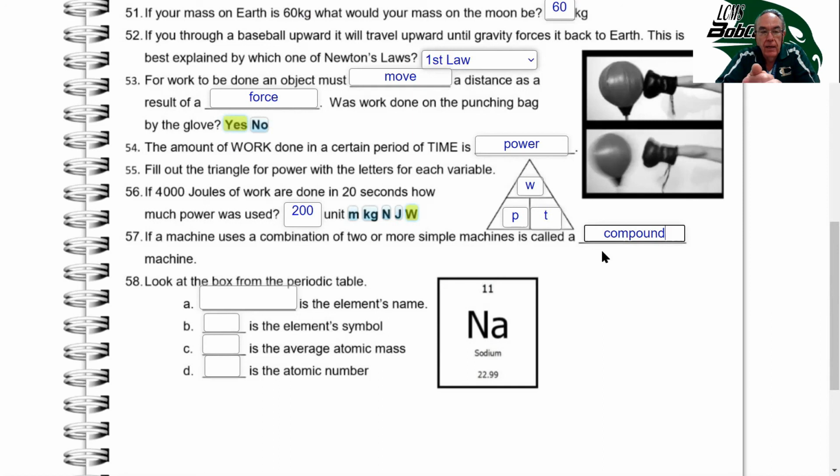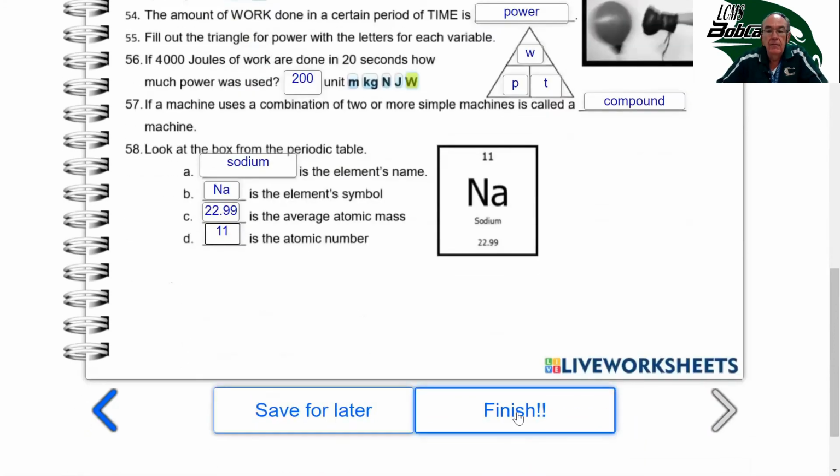Look at the box from the periodic table. What is the element name? Well, it's right here, sodium. What is the element symbol? It's right there in the middle, Na. What is the average atomic mass? That's right down at the bottom, 22.99. What is the atomic number? That's the number at the top. It's 11. And that's page 4.